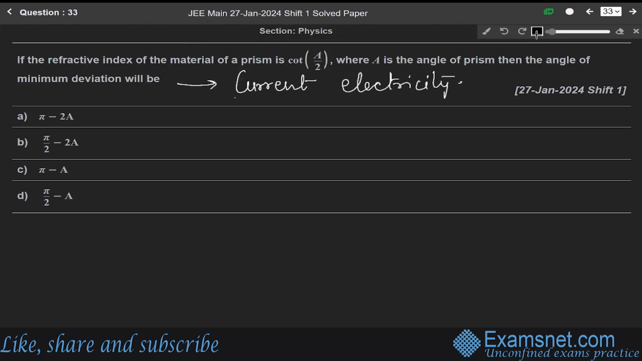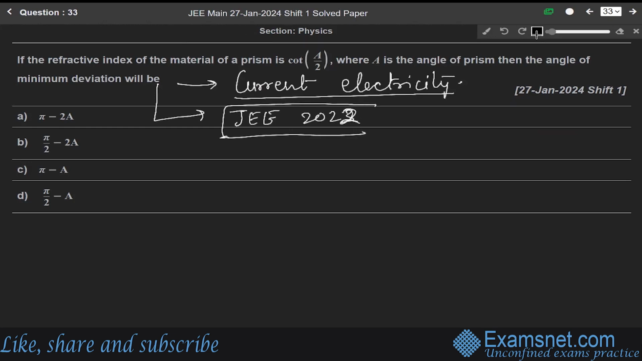So, students, the same question has been asked previously in the JEE Mains 2022 exam. According to this question, the refractive index of the prism is given as cot A by 2, where A is the angle of prism, and we have to find the angle of minimum deviation.